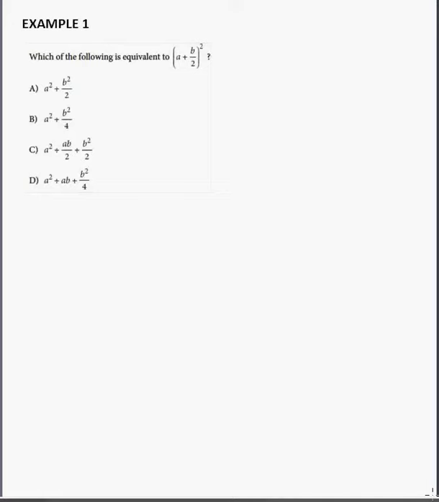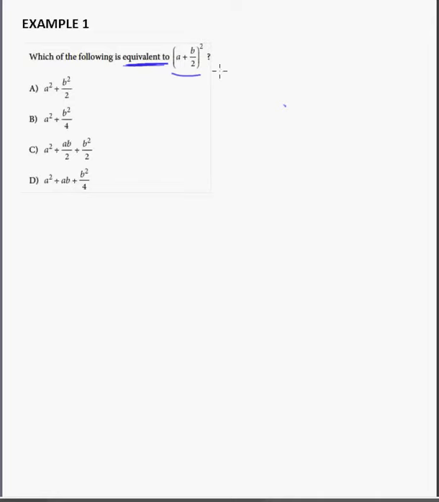Okay, now let's take a look at equivalent expressions. Example 1. Generally, this problem, you're going to see a few of them in the SAT, and they're always going to give you an expression that they want you to find its equivalency. So in this particular case, they say you have (a plus b over 2) all squared, the equivalent of this.